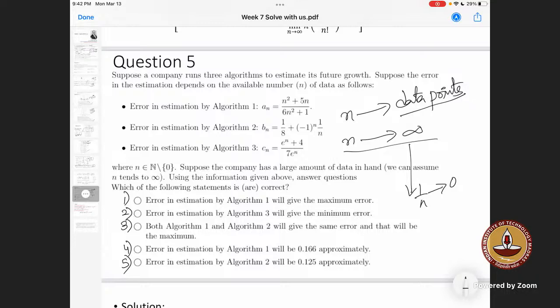Preet Patel, you're saying option 4 is correct. You try to check all the options 1 to 5. It is basically a multiple select question. More than one option is correct.